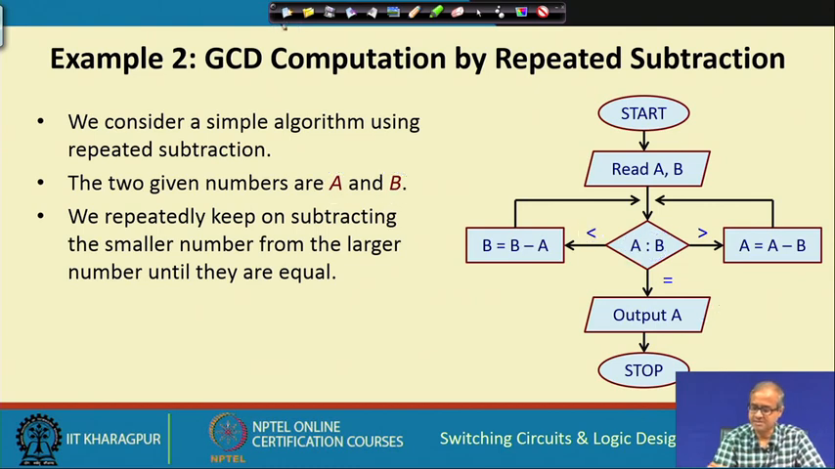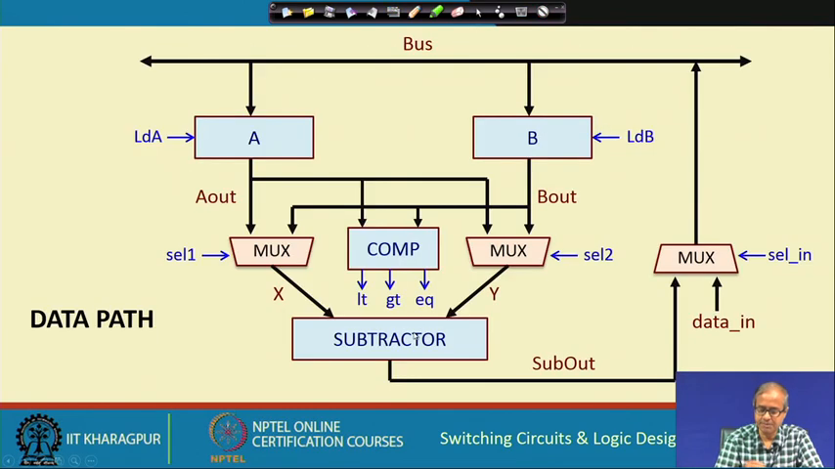So, you see for this, you need again two registers A and B, you need a comparator and you need a subtractor. And of course, you need some other circuit, because sometimes you are doing B minus A, sometimes you are doing A minus B. So, a possible data path can be like this.